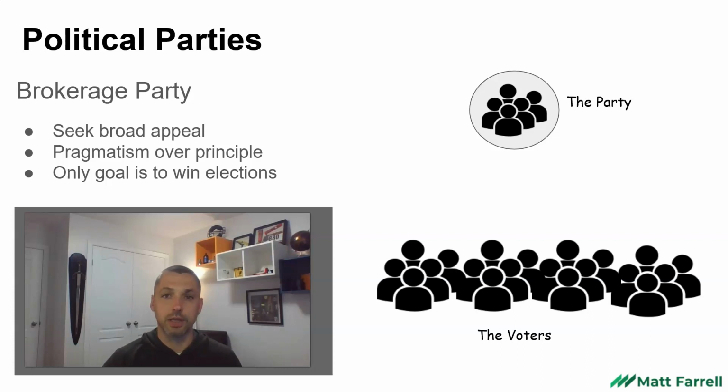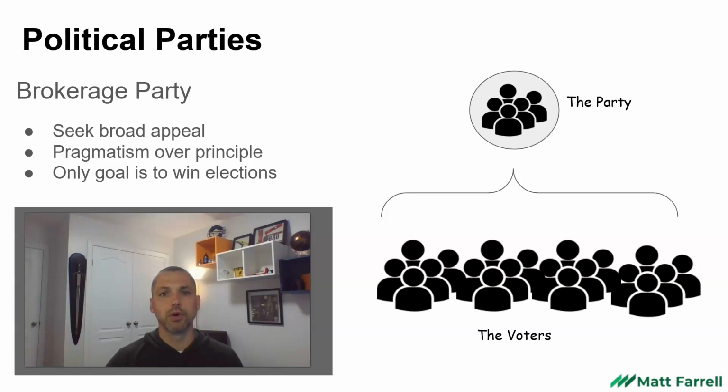One type of political party is called a brokerage party. Their job is to appeal to as many people as possible. They want very broad appeal, and they're seen as much more pragmatic. They're not really dedicated to a certain issue or philosophy. They will say whatever it takes to get elected. They just want to appeal to as many people as possible. And so the items in their shopping cart might be pretty diverse.